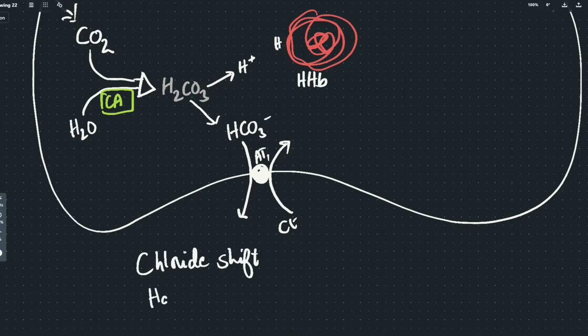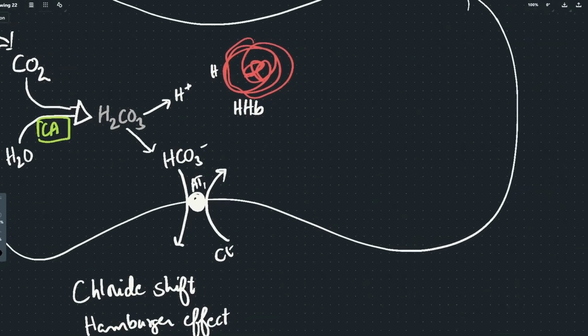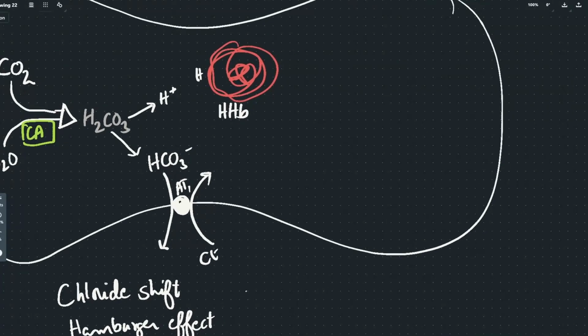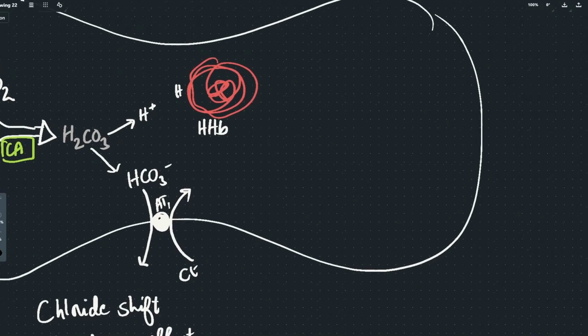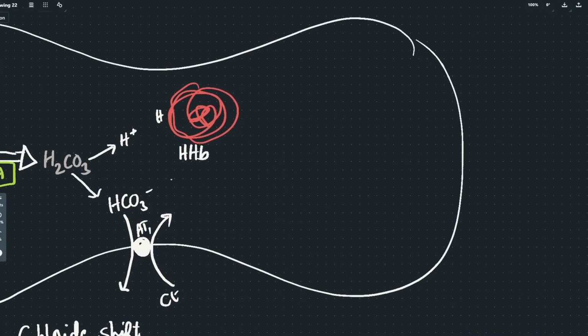It's very easy to understand, chloride shift, and it is also called the Hamburger effect. Of course, it has nothing to do with our beloved hamburger that we love to eat. It is named after a scientist whose last name was Hamburger, and he first described it. I think he was a Dutch scientist, if I'm not wrong. But anyhow, that is beyond discussion.